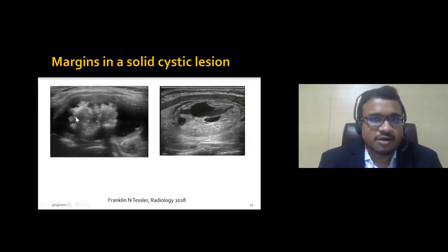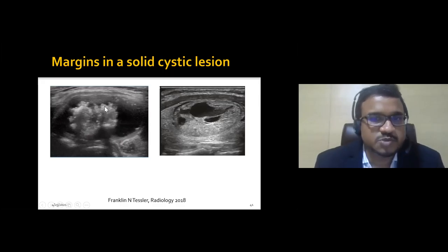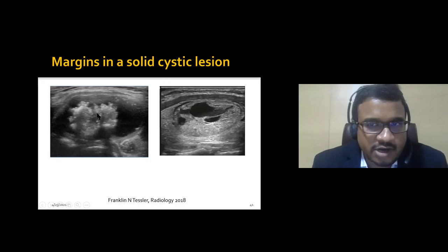Now, how do you comment on the margins in a solid cystic lesion? In a solid cystic lesion, as you can see, this is the nodule here, and these are the anechoic spaces, and this is the solid lesion. Here, the margins of this solid lesion are uneven and irregular, and they are suspicious. We also have to look at the angle of contact of this solid lesion with the cystic wall. They generally make an acute angle of contact and are pedunculated like this. So this is highly suspicious, and this is papillary thyroid carcinoma.